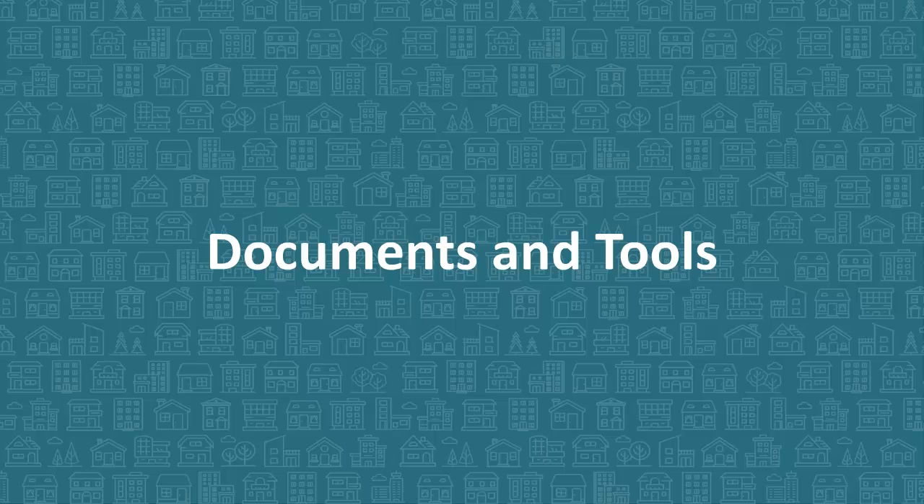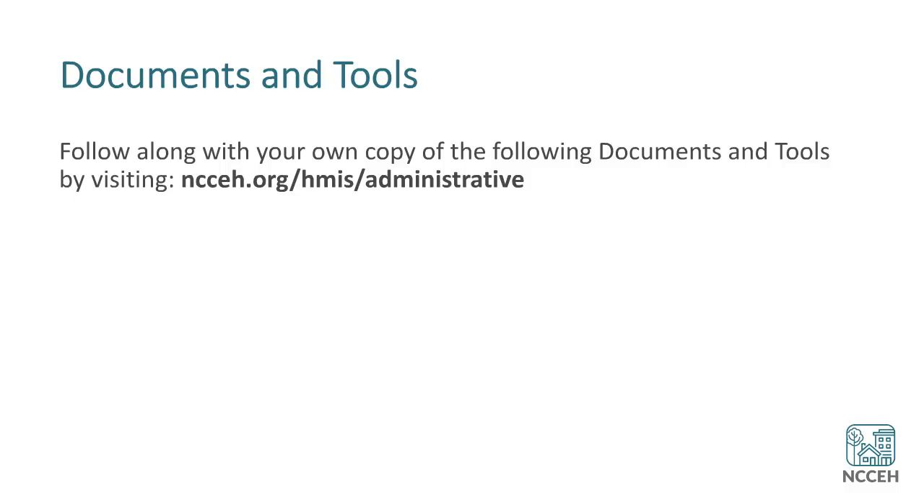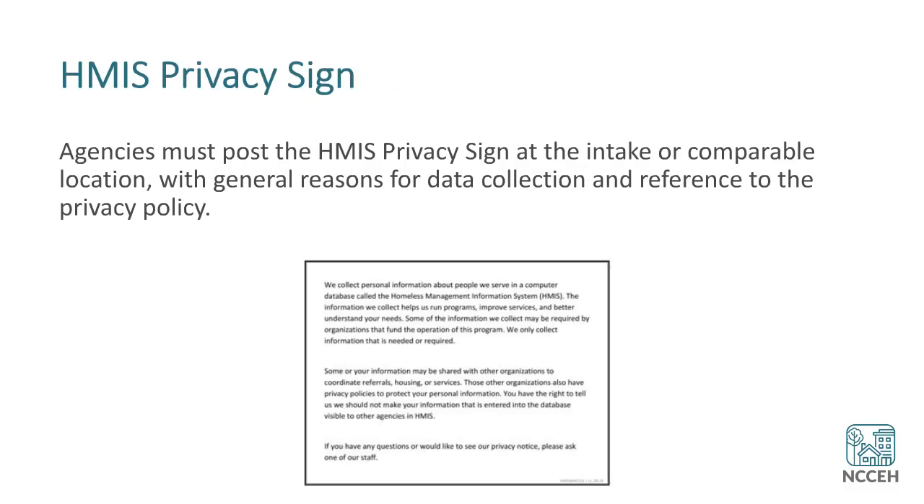Documents and tools. If you'd like, you can follow along with your own copy of the following documents and tools by visiting ncceh.org/HMIS/administrative. Some people may find it helpful at this point to pause the training and print out copies of the HMIS Privacy Notice and Release of Information. We will also reference the HMIS Privacy Sign and HMIS Policies and Procedures, but in a less line-by-line way. HMIS Privacy Sign.